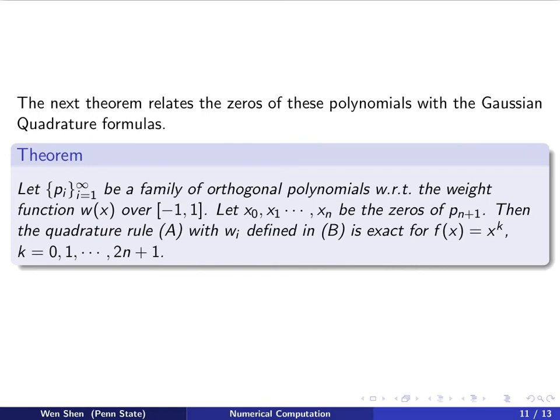So this means if we use the zeros of P_{n+1} to be the nodes, then we will get a quadrature rule whose degree of precision would be 2n+1. Now let's look at a proof for this theorem.